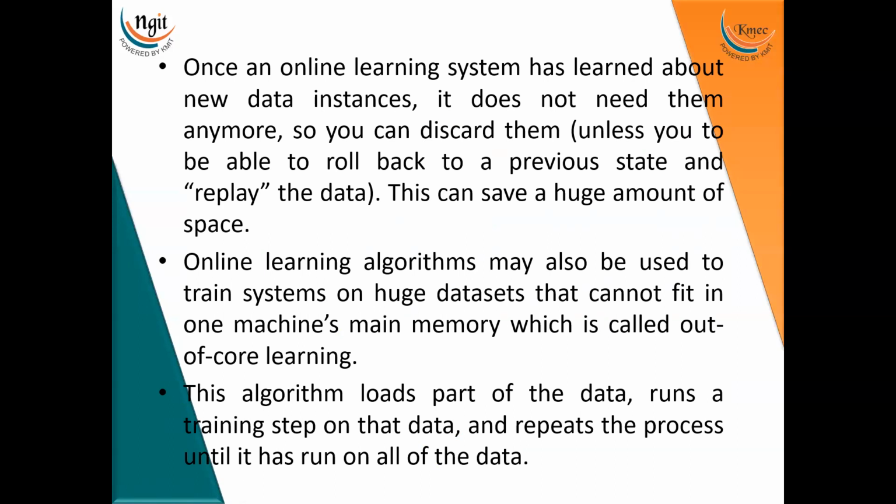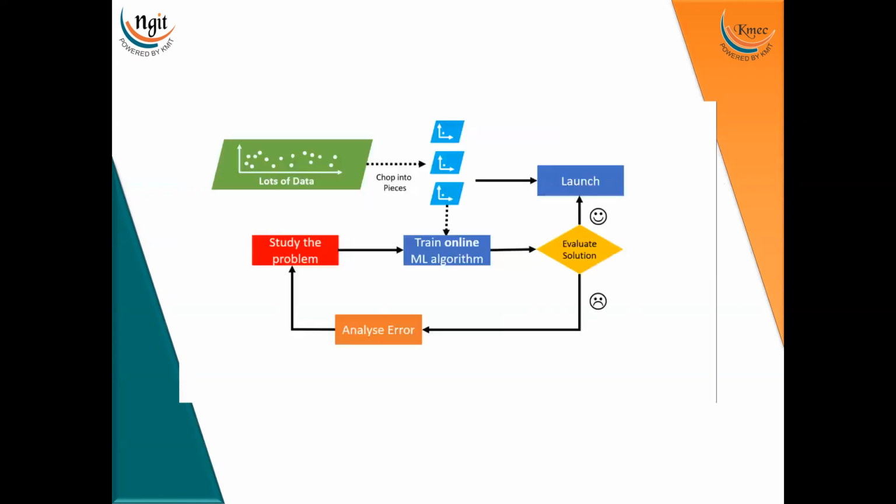Online learning algorithms may also be used to train systems on huge datasets that cannot fit in one machine's main memory, which is called out-of-core learning. This algorithm loads part of the data, runs a training step on that data, and repeats the process until it has run on all of the data. Just see the diagrammatic representation.